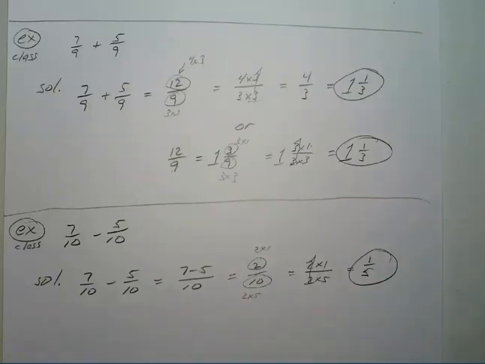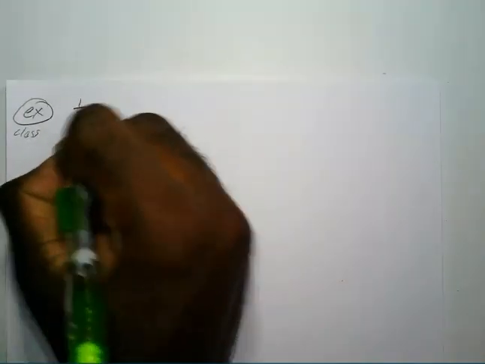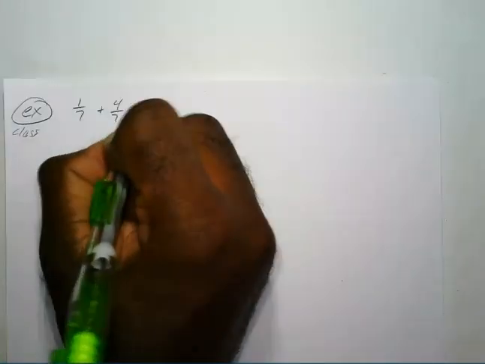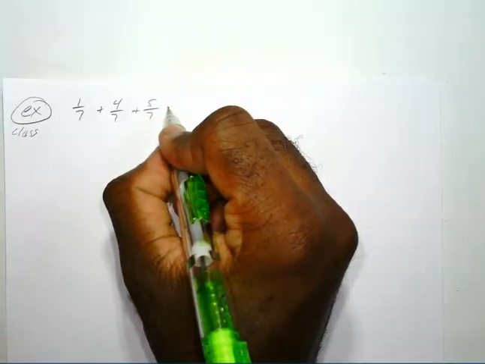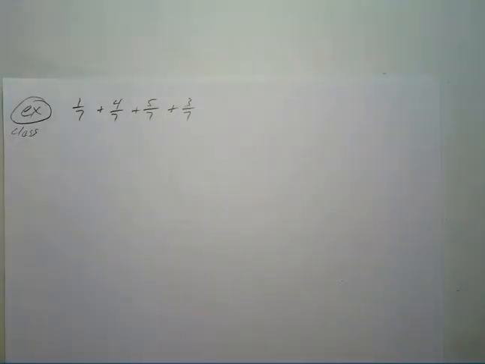All right. So if you are still writing, feel free to press pause. But we're running out of room on this page, so we have one final example that I want to show you. And of course, I want you to try it first. So what if you have 1/7 plus 4/7 plus 5/7 plus 3/7? Okay, so once again, I want you to press pause and try this one.